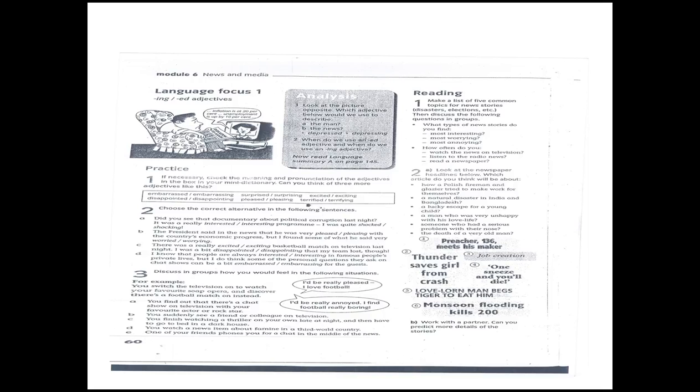Number B, the president said in the news that he was very pleased or pleasing with the country's economic progress. Now, the country's economic progress is something like a program. It pleases, or it is pleasing, to whom? To the president. So the president said in the news that he was pleased, not pleasing, because he is not the source of the thing. The economic situation is the source or the subject.